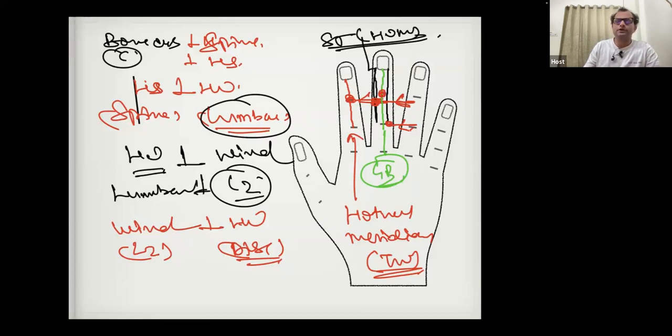As soon as I put the humidity point, the humidity meridian will open. So this is the humidity meridian. I will do the treatment on the humidity meridian now. What is the treatment? Humidity sedation.